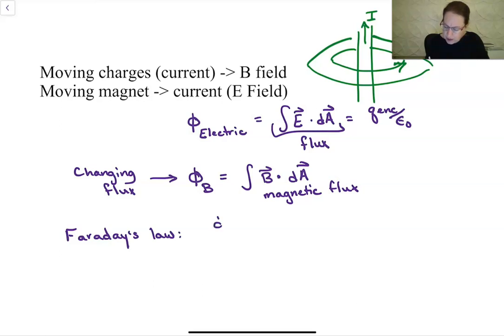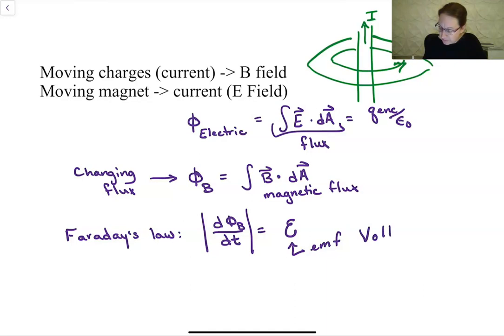It says that the change in the flux over time is equal to something called the EMF. And we're going to just look at the absolute value. There is a sign that we'll deal with, but that's Lenz's law, and we're going to come back to that. We're just going to deal with this first. This is called the EMF, which stands for electromotive force, but it's not well named because it's not a force. It's actually a voltage.